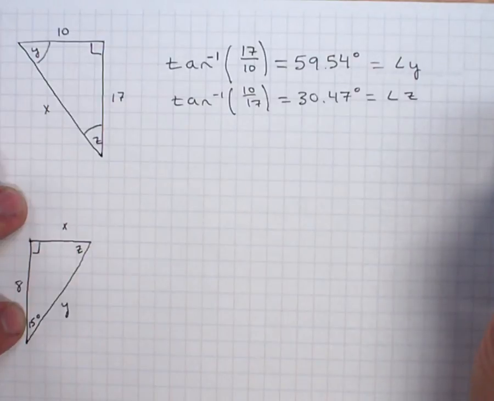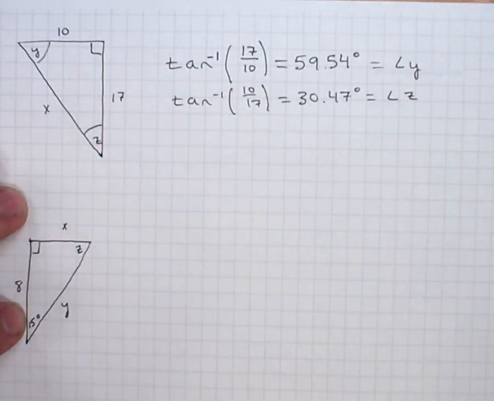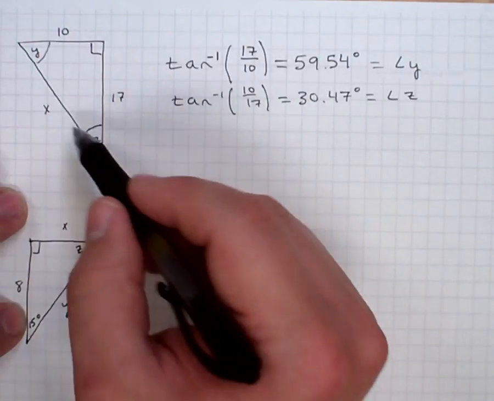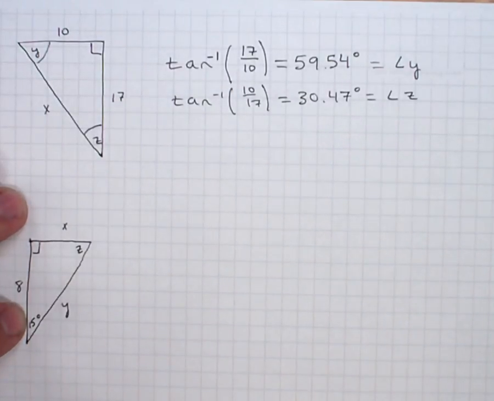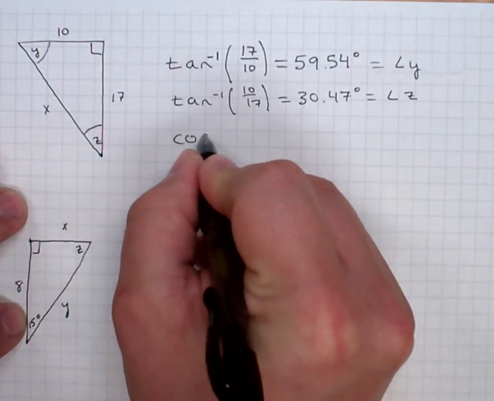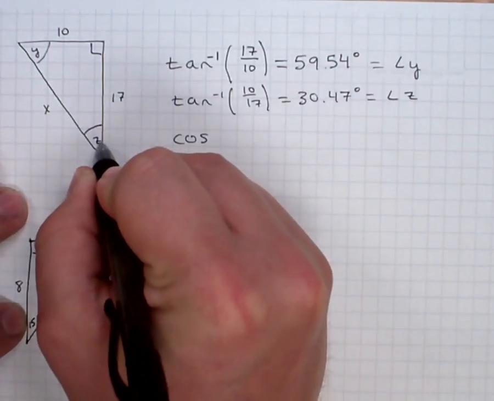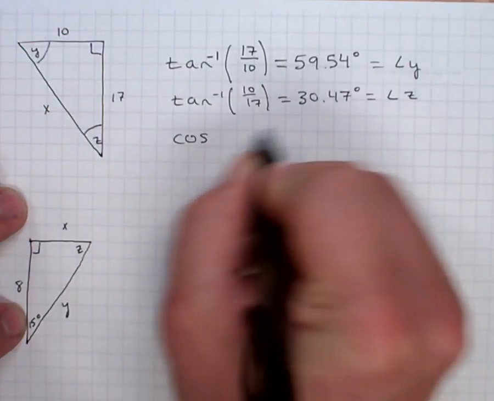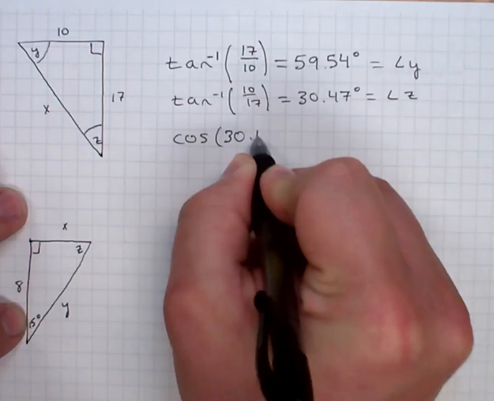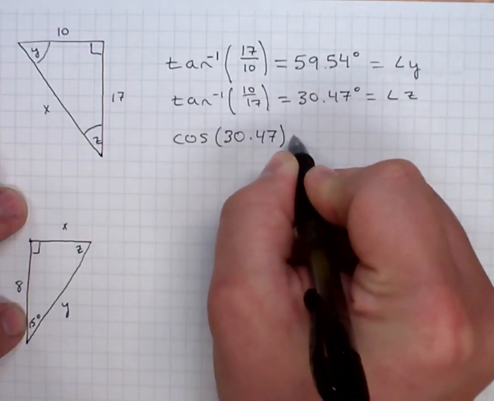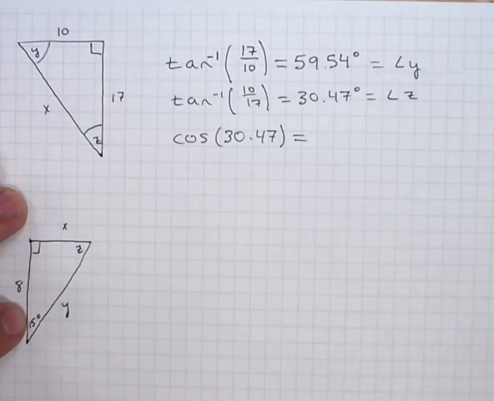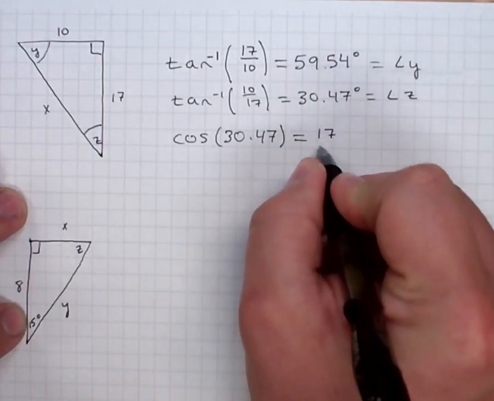All right. So now let's say I want to use trigonometry to find side x. I know you could use Pythagorean theorem. I heard some of you say that. Adjacent hypotenuse, so cosine. So cosine, let's say I'm using angle Z. So I'm going to use angle Z here. So cosine of 30.47 is going to equal what ratio? 17 over x, adjacent over hypotenuse.